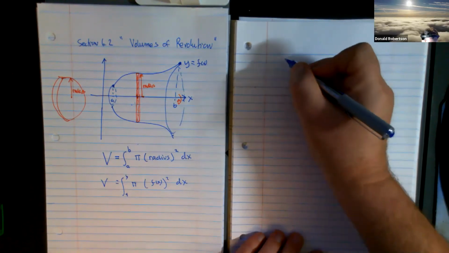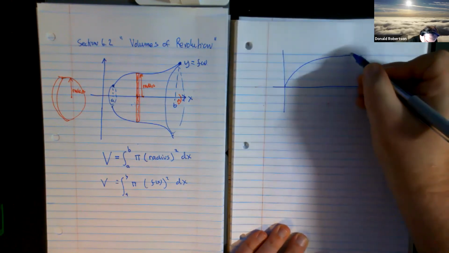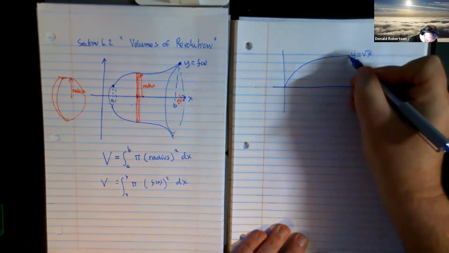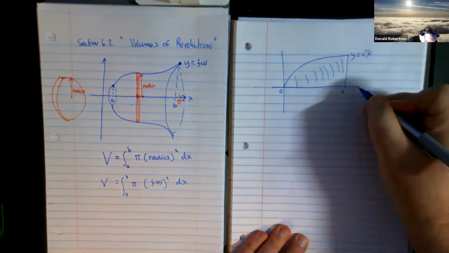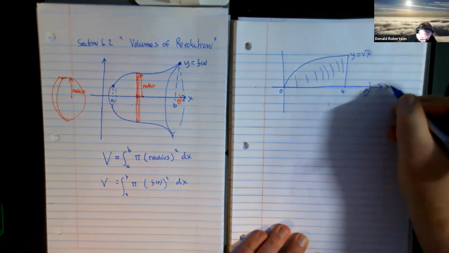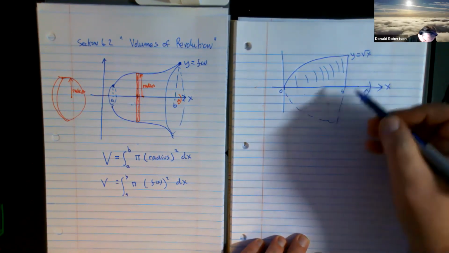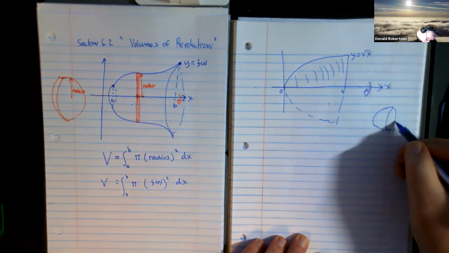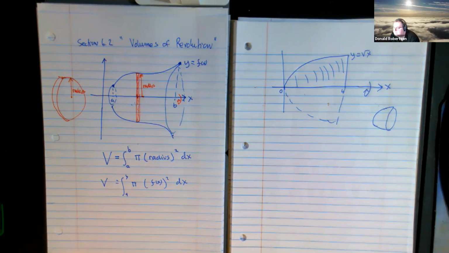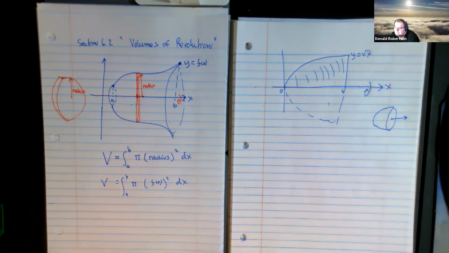Let me try a function. Suppose we take the square root of x from 0 to 4, which is basically that shape there. And we rotate it about the x-axis. Can you imagine what the shape might look like? It would look probably something like this. Wouldn't it look like an acorn on its side? That would be the x-axis popping out. That's what I see. We're going to find the volume of that acorn.